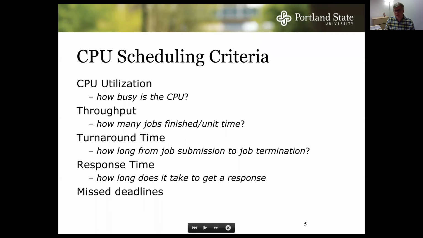And then finally, for real-time operating systems, we might have other criteria such as have we made our deadlines or have we missed the deadlines? That really gets into real-time operating systems, which unfortunately we can't talk about that much in this class, but is a crucial aspect of an operating system for real-time systems.